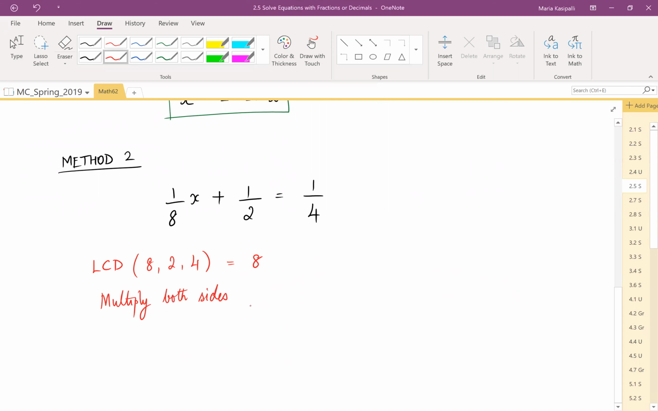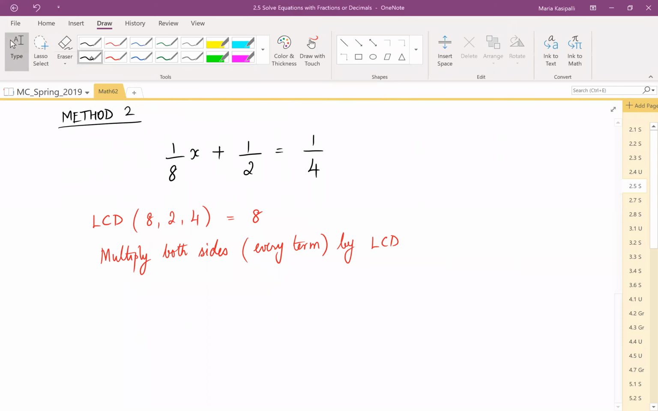Both sides. But internally, both sides means every term is multiplied by the LCD. I like to do the every term part so that students do not forget or skip the main part of distribution. Because when you just put 8 on both sides, you forget to distribute it to every term. So I always insist that we do it for each term. So 8 is my LCD. I multiply by 8 for the first term, multiply the second term, multiply the third term.